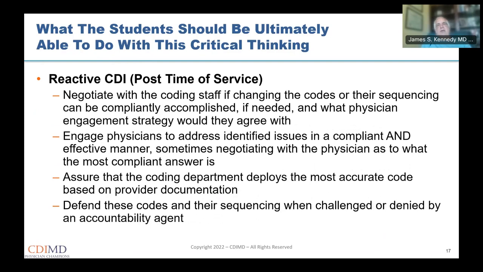There'll be two types of work that you will be involved with. First, what you will likely be doing is what we call reactive CDI, which is cleaning up the inconsistent, incomplete, imprecise documentation that's already in the record, negotiating this with the circumstance, engaging physicians to address identified issues in a compliant manner, and ensuring that the codes that are submitted are accurate in defining the patient's condition, or perhaps even defending these against an accountability agent when challenged or denied.